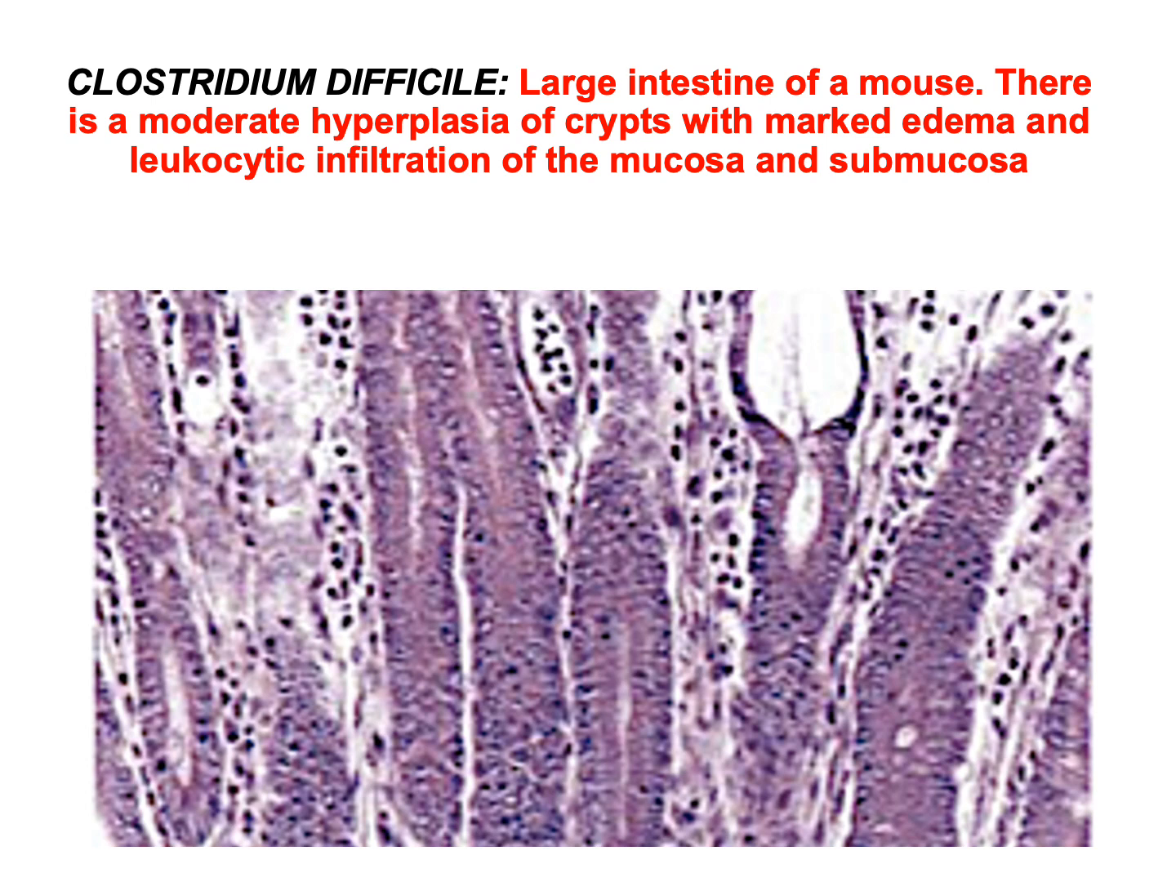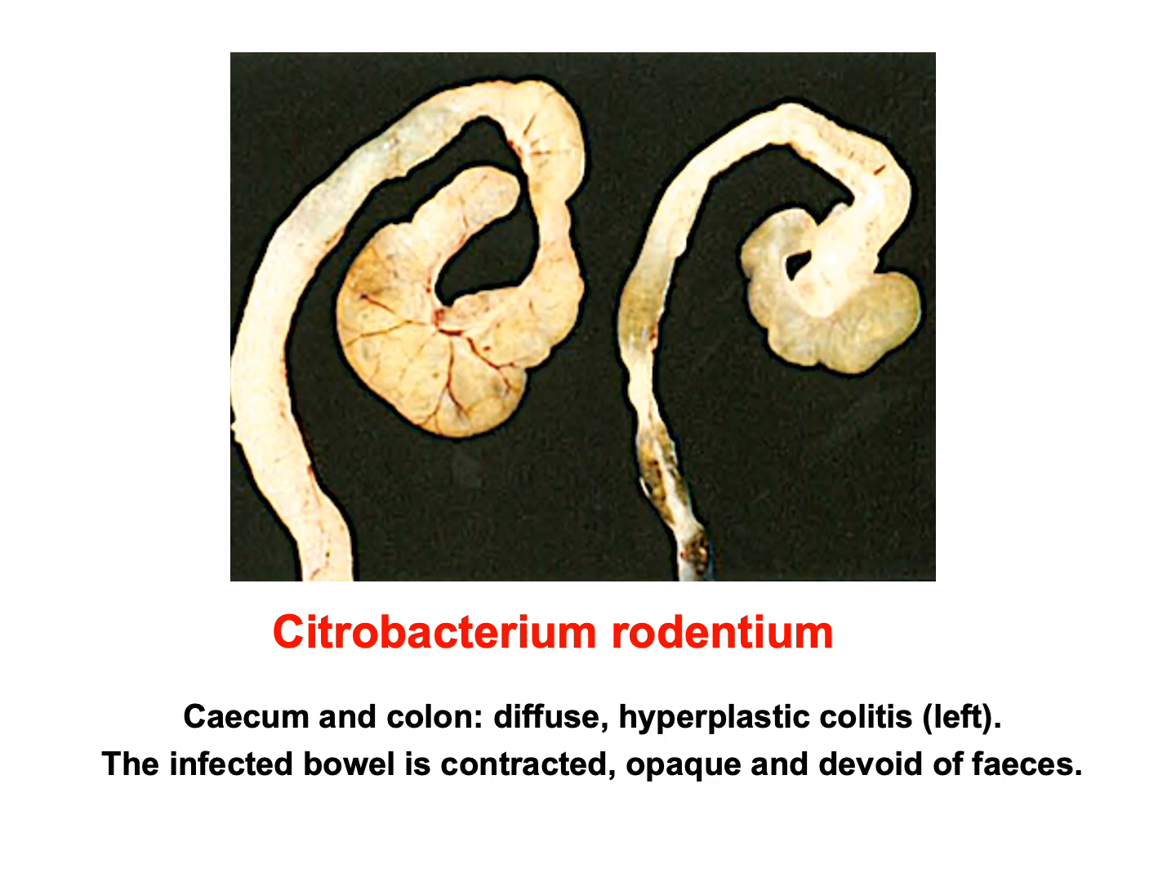In causing diarrhea, the clinical signs are similar. In the case of Citrobacter rodentium, you see on the left side that the cecum and colon are in a diffuse hyperplastic colitis or typhlocolitis. The infected bowel is contracted, opaque, and devoid of feces.